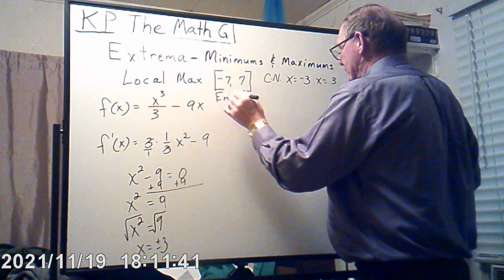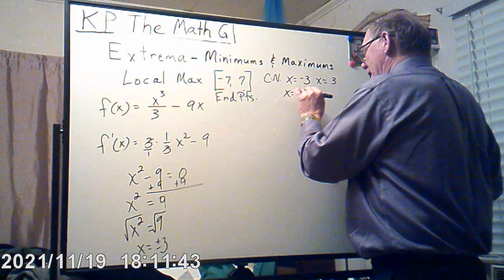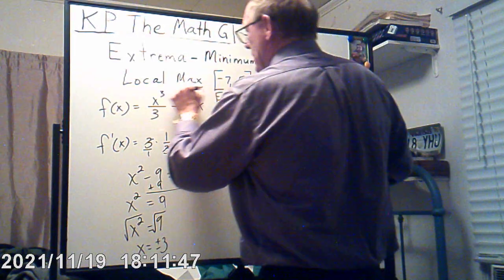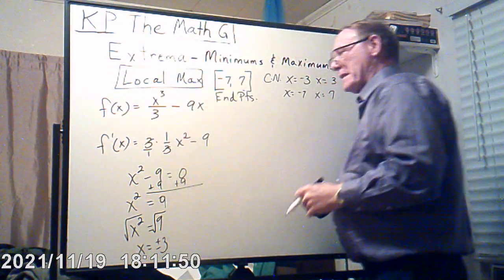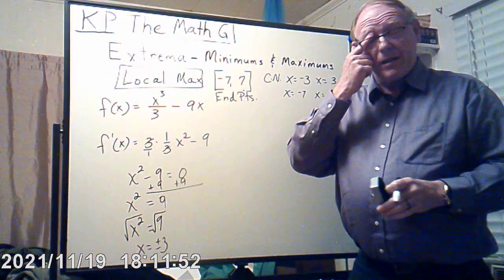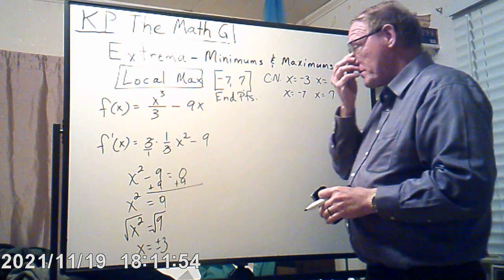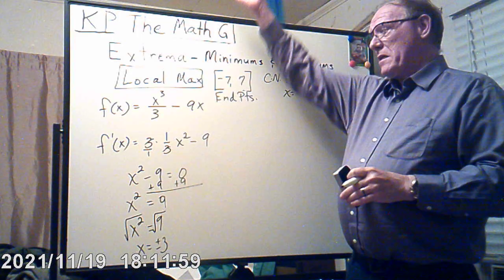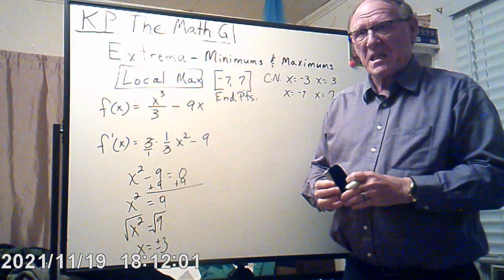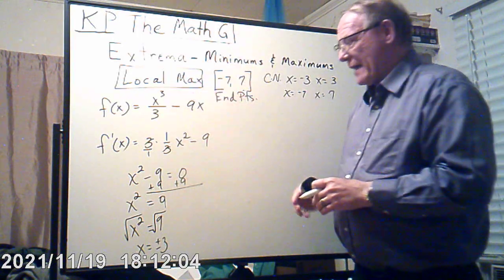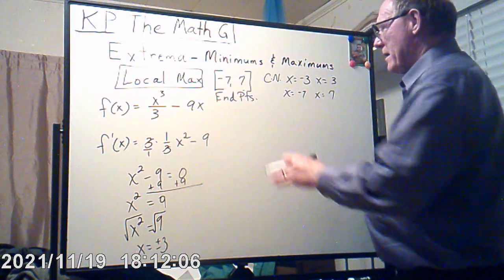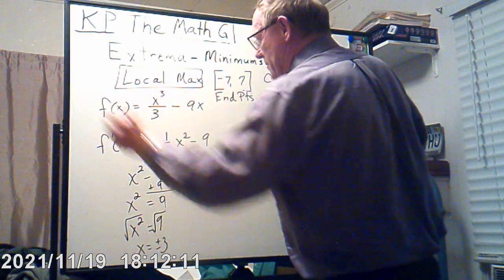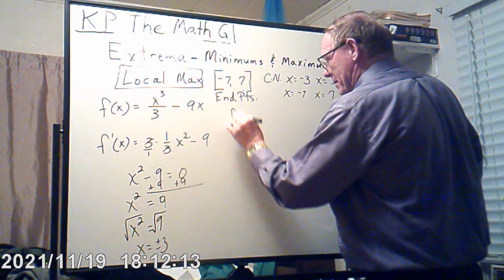Alright, we still got to try x equals -7, x equals 7, and we're only looking for a local max. Okay, that's what we're looking for. It is not going to be the highest number, but it's going to be a local max. Okay, so let's look at it. What you do with these numbers is you plug them in to the original problem. So here we go.